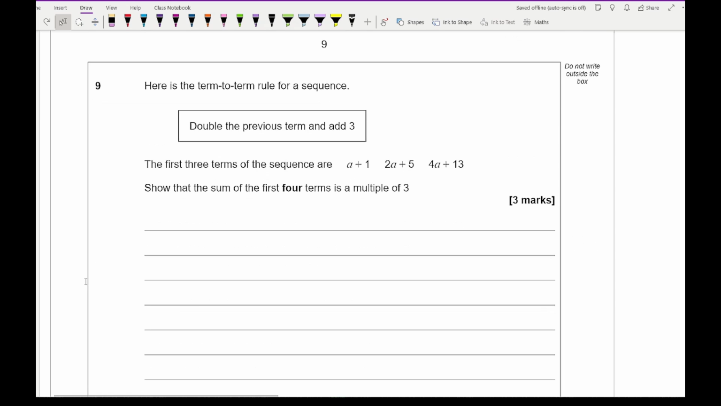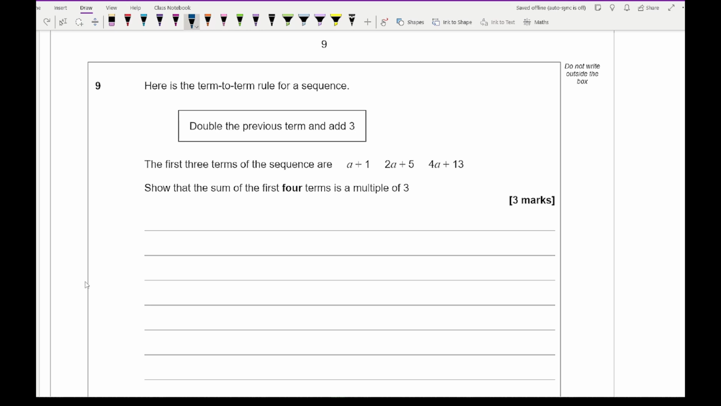Moving on to question 9, it says here is a term-to-term rule for a sequence, and the term-to-term rule is double the previous term and add 3. The first 3 terms of the sequence are a plus 1, 2a plus 5 and 4a plus 13, and it says show that the sum of the first 4 terms is a multiple of 3.